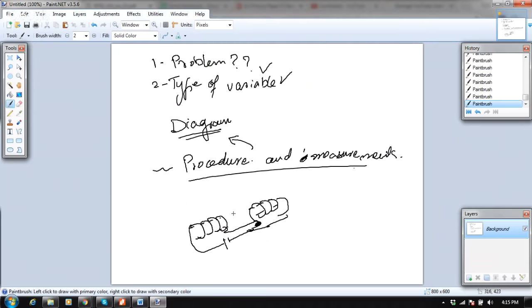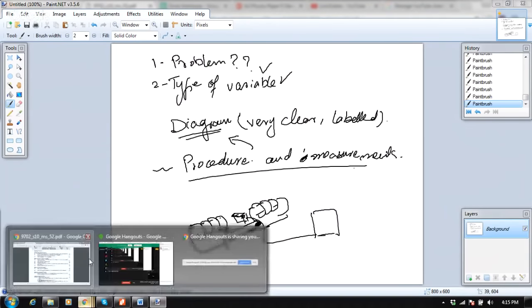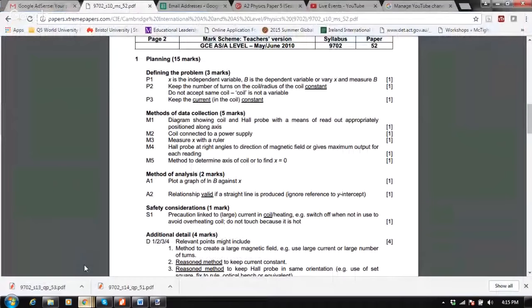Okay, so we use the Hall probe and everything, and we use some fancy gadgets. तो आपको डायग्राम मेंशन करनी जरूरी है, and diagram should be very clear and should be clearly labeled. And that takes time. That takes time to make good diagrams, and obviously with practice you come to that. I think that's about my answer.